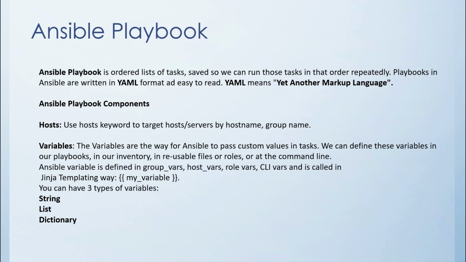These all use Jinja templating. We have to call these variables in Jinja templating: the double braces, then the variable name, then the closing double braces. This is the syntax of declaring a variable in Ansible. And what are the types of variables? There are three types of variables: string, list, and dictionary.